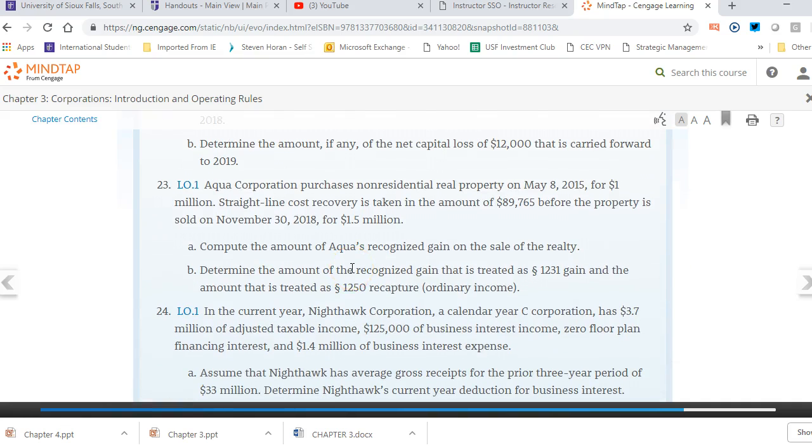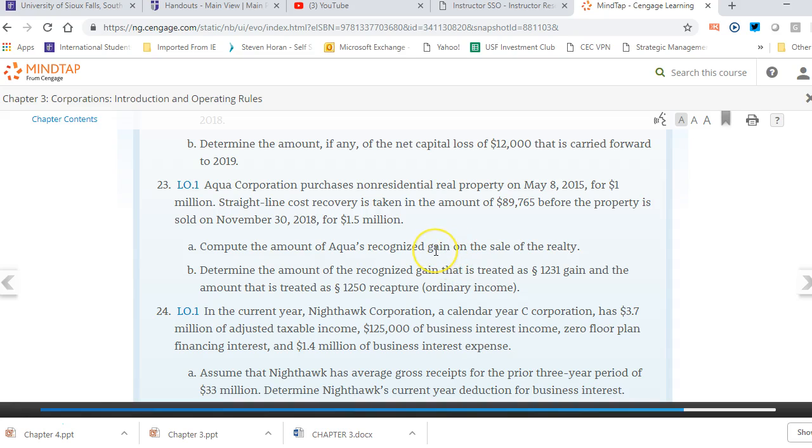Question 23 is Aquacorp. They buy non-residential property on May 8 for $1 million. Straight line cost recovery is taken in the amount of $89,765 before the property is sold on November 30 of 18 for $1.5 million. So what they mean by cost recovery is depreciation. So that's just tax speak for depreciation. Question A, compute the amount of Aqua's recognized gain on the sale of the realty. And then B is, we'll talk a little bit about 1231 and 1250, which comes from your chapter.